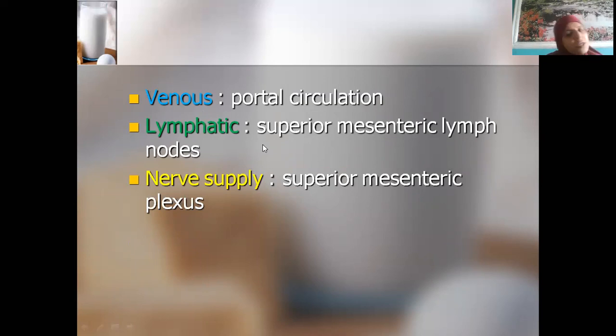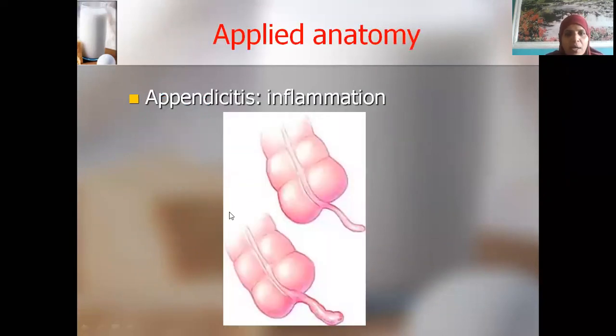Lymphatic drainage, it's also draining into superior mesenteric lymph nodes. Nerve supply, superior mesenteric plexus. Parasympathetic will be vagus. Now coming to applied anatomy, the inflammation of appendix is called appendicitis.